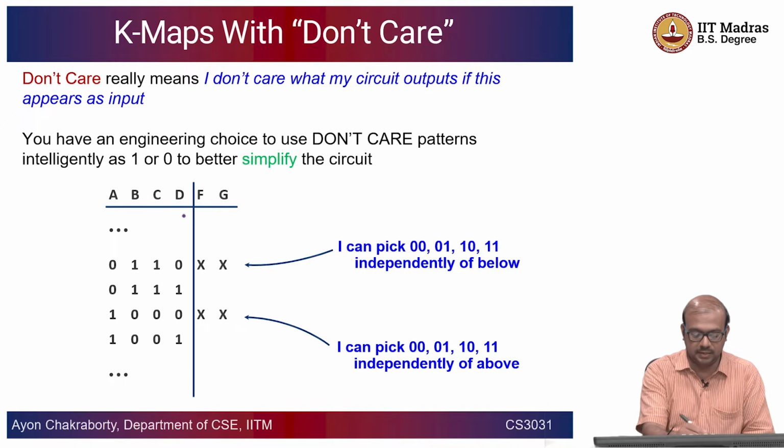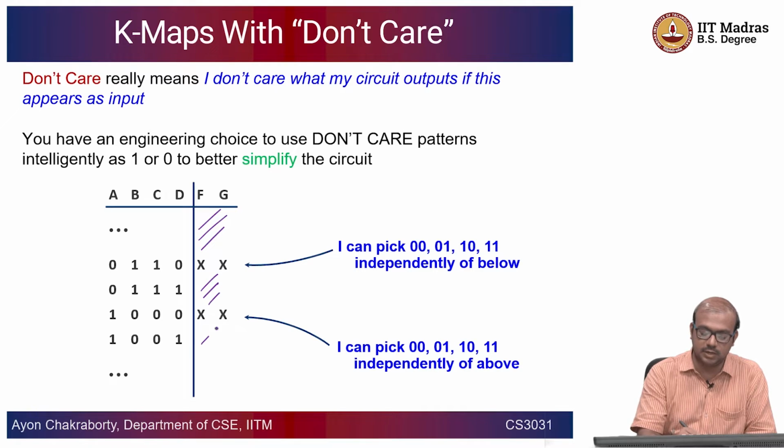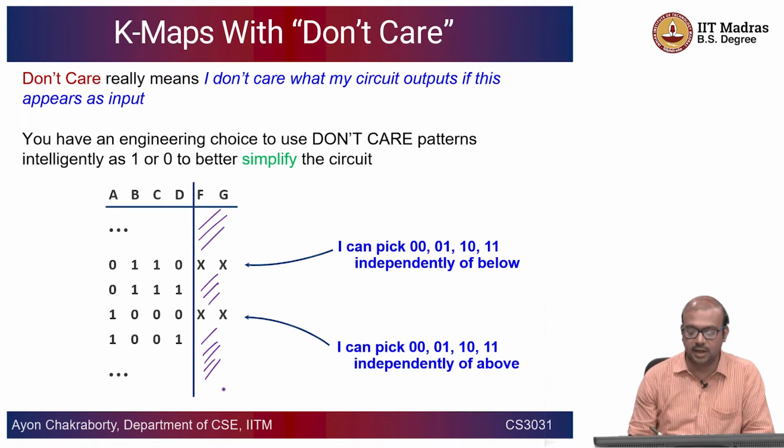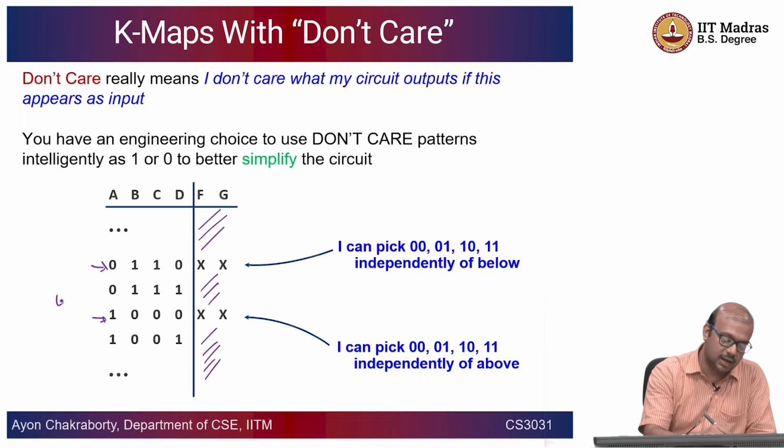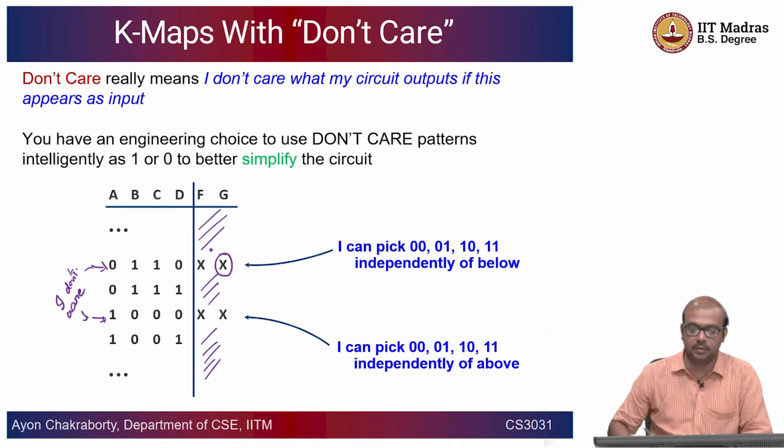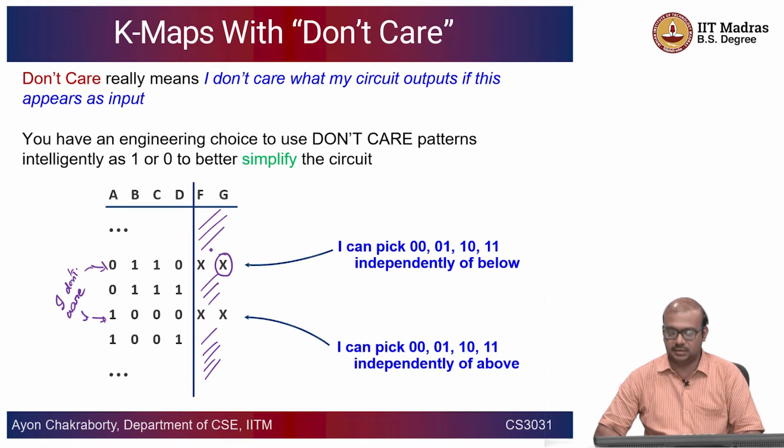Let us say A, B, C, D are your inputs and F and G are your 2 outputs. These are don't care conditions. For the remaining inputs, those are not don't care. You cannot just arbitrarily put whatever you feel like, but these are don't care conditions. This X and X, whatever we have for F and G, could be anything. It could be 0, 0, 0, 1, 1, 0, 1, 1. It does not matter, because these inputs are such that I don't care. These 2 particular inputs are typically written as an X, and in a K map also we will typically write them as an X.